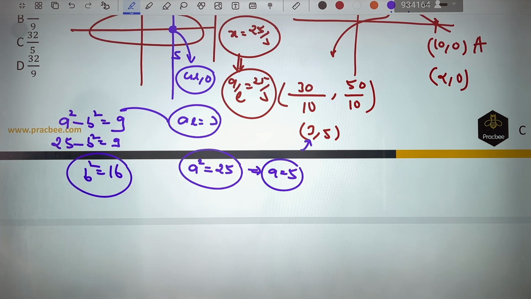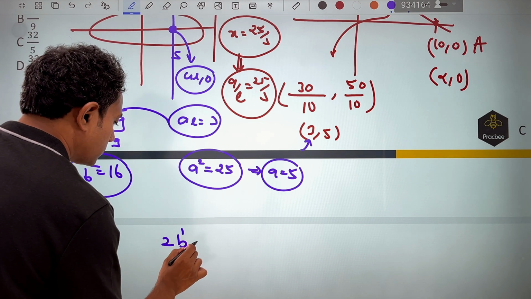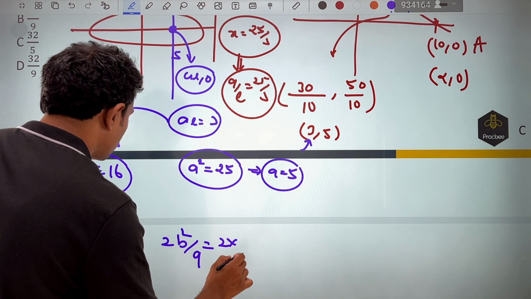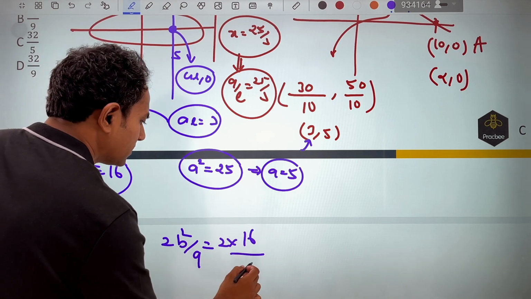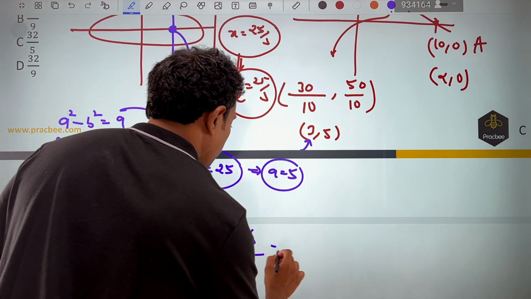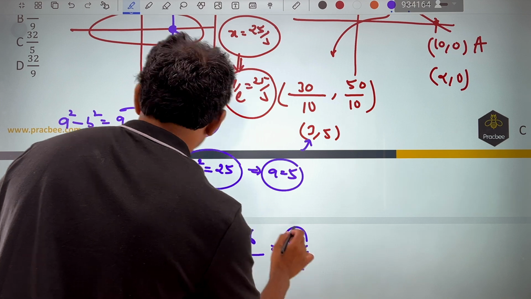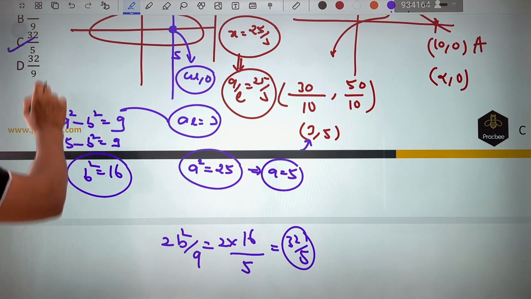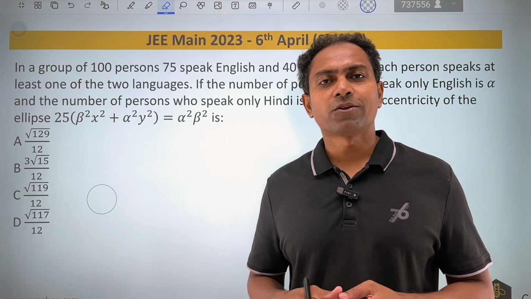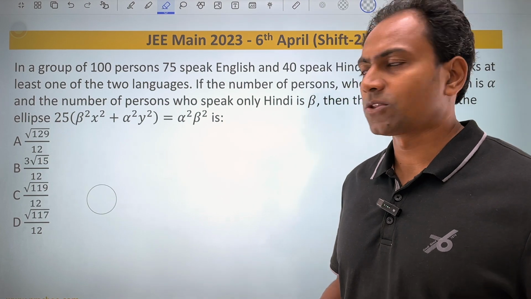Now what they are asking is the length of latus rectum, that will become 2b square by a. So b square is 16, a is nothing but 5. So the answer comes out to be 32 by 5. So let us check the options. So option C matches.